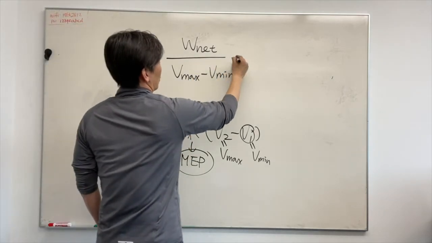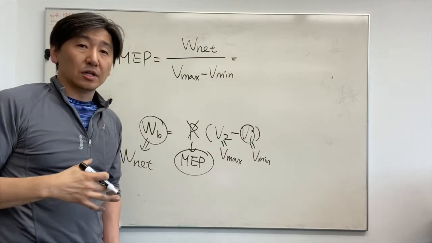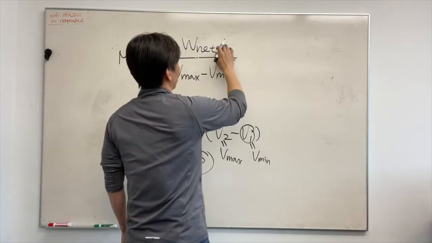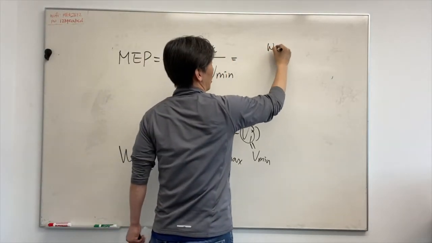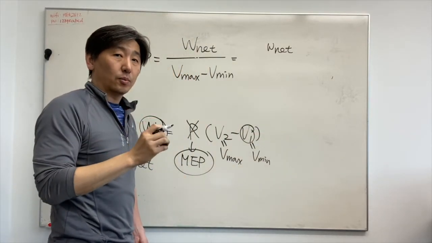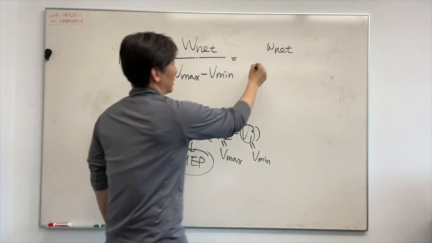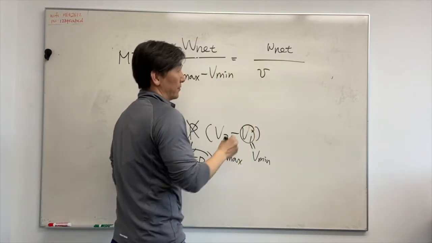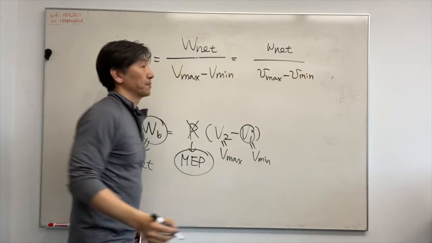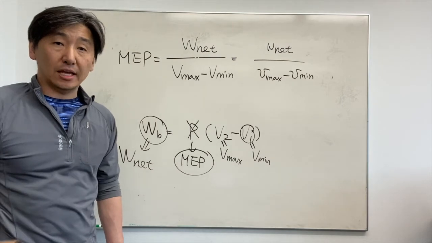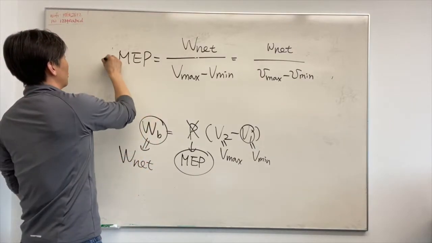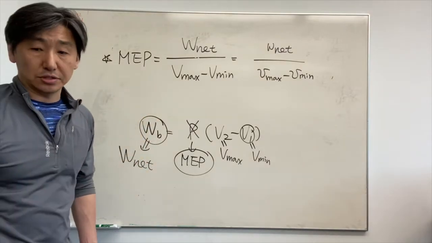Or we can write the same equation in terms of all values per unit mass. So instead of capital W net, we can have small w net, which is the net amount of work per unit mass, divided by specific volume max minus specific volume min. So again, the specific volume is the volume per unit mass. So we can calculate this MEP from this equation.